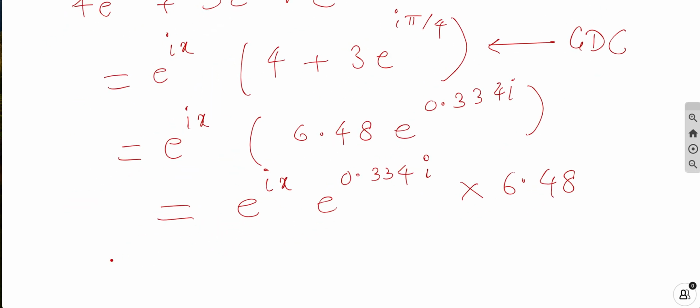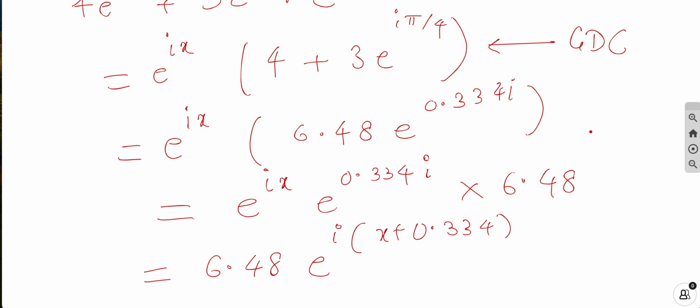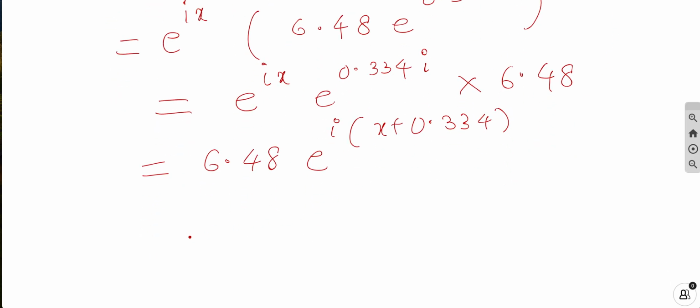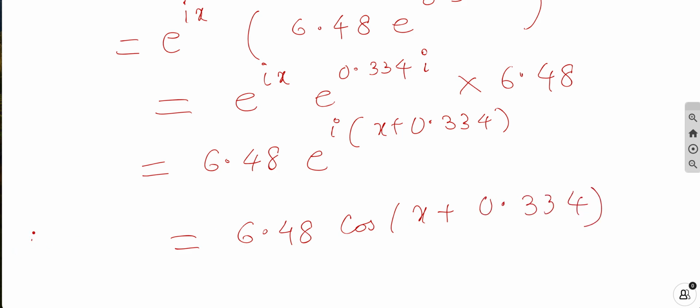And what did I have to do? I had to take only the real part of this number. So first let me rewrite the final number. It is 6.48 e raised to i(x plus 0.334). What is the real part of this? Real part is only the cos term. So 6.48 cos of x plus 0.334. That is the final answer for f of x plus g of x.